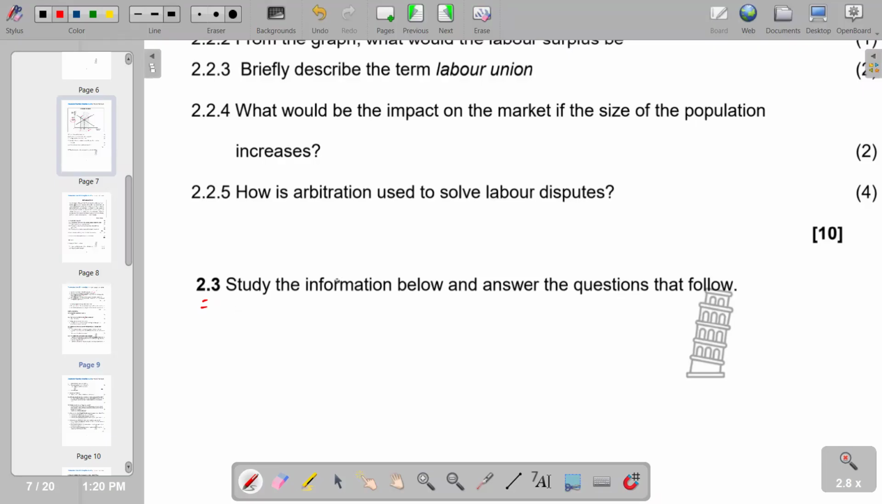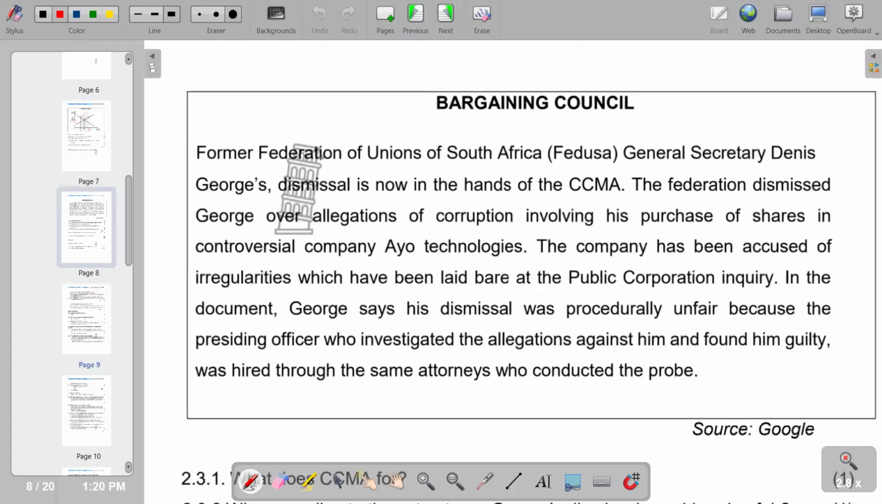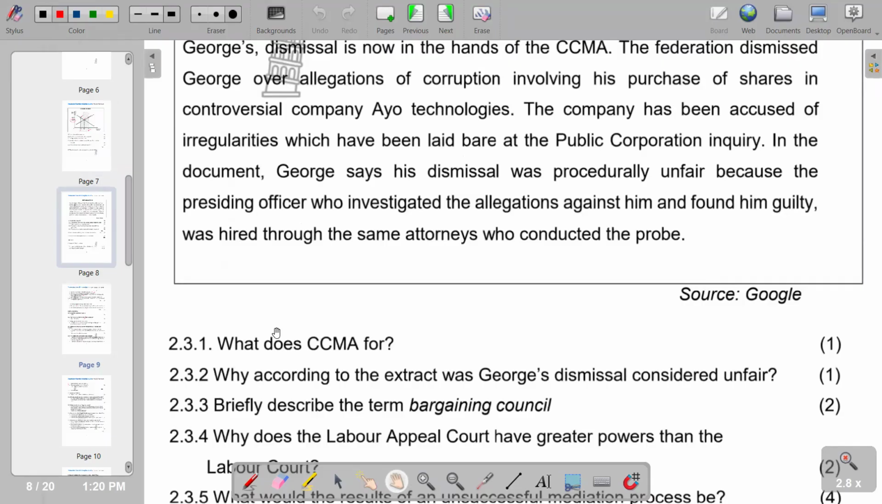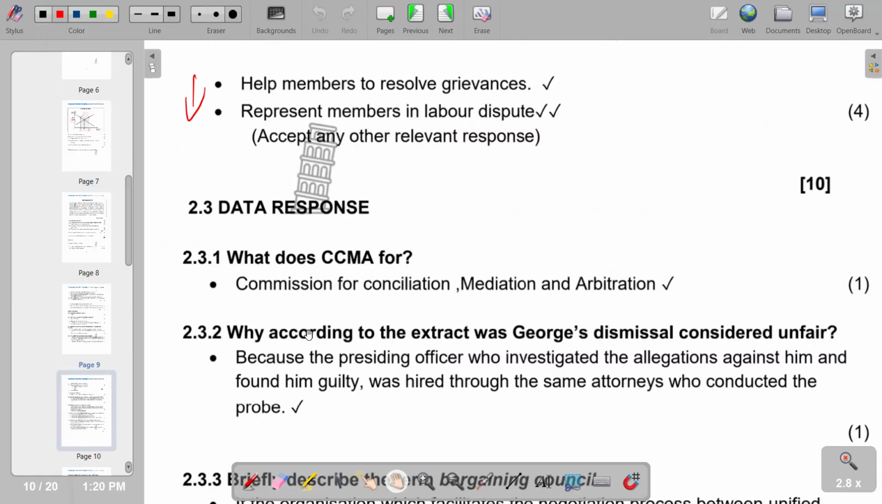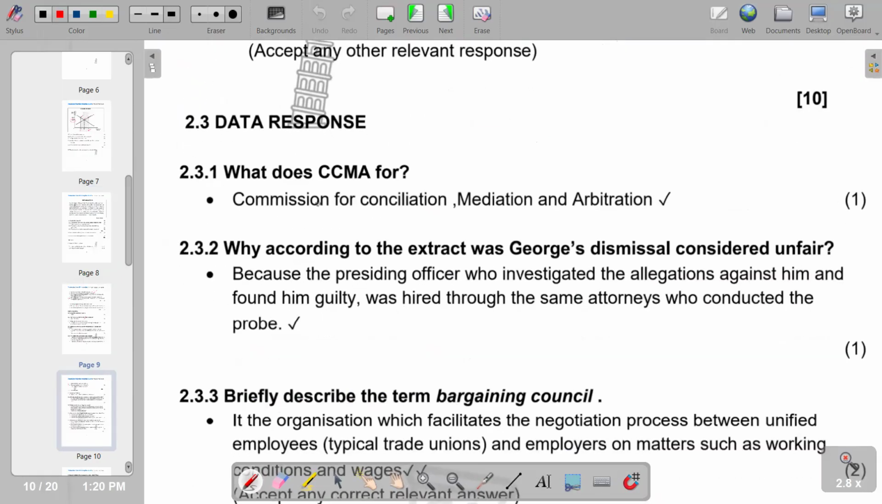2.3 reads, study the information below and answer the questions that follow. We are given bargaining council information that we need to read through. Beneath that, you are given 2.3.1, which reads, what does CCMA stand for? We need to put down what CCMA stands for. It stands for Commission for Conciliation, Mediation, and Arbitration. So that is what CCMA stands for.